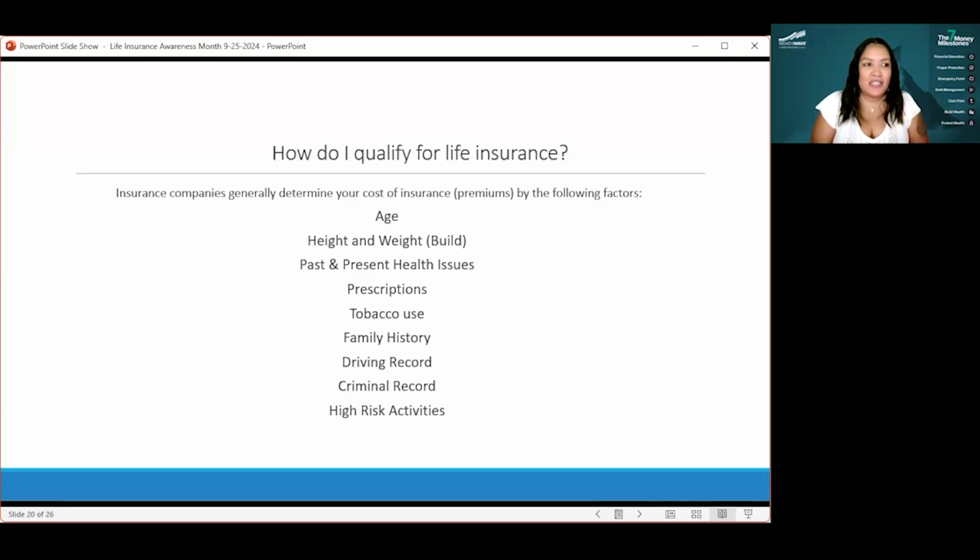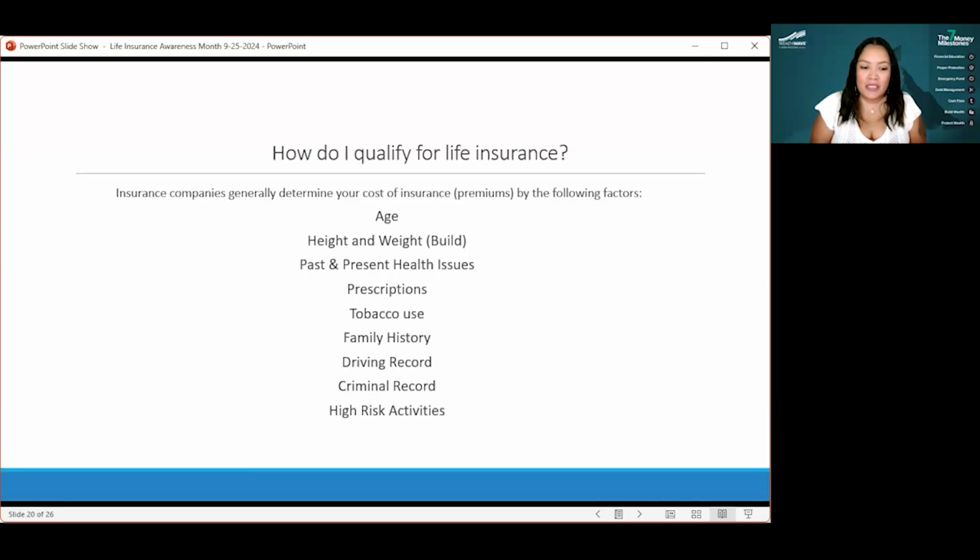High risk activities, like jumping out of airplanes, scuba diving, race car driving, flying airplanes as a non-commercial pilot. Maybe you have a high risk job. You're a window washer on a skyscraper in downtown Chicago. Those are high risk activities. Insurance companies will ask about some of those things. Again, because at the end of the day, this is a contract with an insurance company. If something happens to you, they write that check. They send those thousands of dollars to your family.